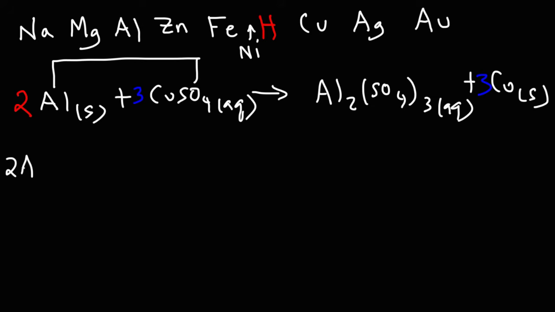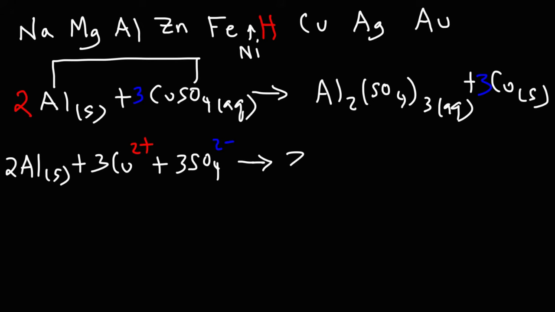So to do this, remember, everything in the aqueous phase we're going to break up into ions. So we're going to get 3 copper 2 plus ions and 3 sulfate ions on the left side. By the way, all of the ions are in the aqueous phase, but I'm going to run out of space if I write aqueous multiple times. But on the test, you should definitely write aqueous for these ions. And for copper metal, we're just going to rewrite it the way it is.